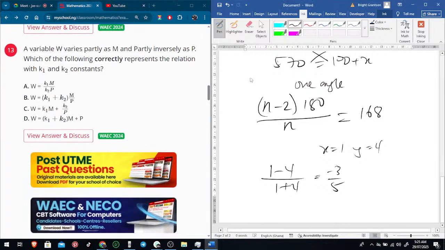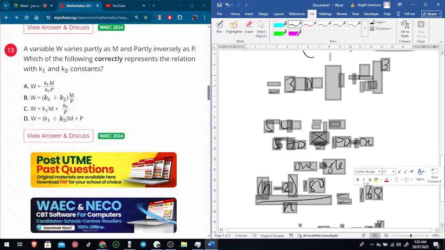So let's go to the next number. A variable varies partly constant. So then. I'm coming. Let me put my diagram down.